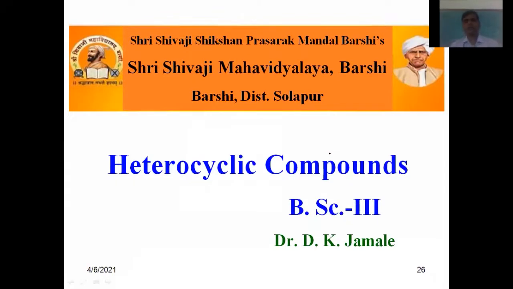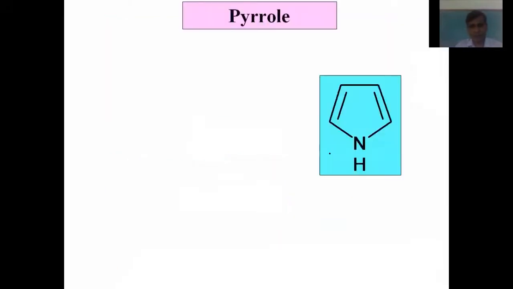Actually, we are discussing one of the important topics from organic chemistry, heterocyclic compounds. We have studied the first heterocyclic compound in detail, Pyrrole. Pyrrole is a 5-membered nitrogen-containing heterocycle. It has one nitrogen atom, and it is a 5-membered aromatic heterocyclic compound.